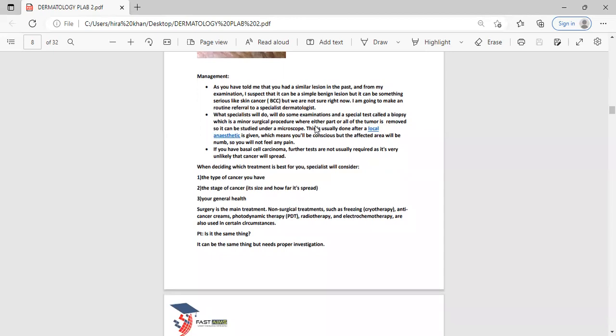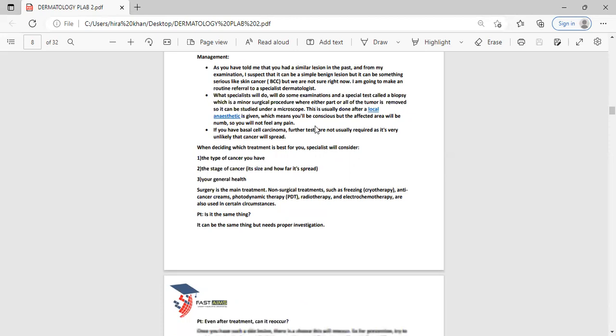Now they might ask, what are the treatment options available, doctor? So if they confirm that this is cancer, the specialist will decide the treatment option by considering the type of cancer you have, the stage of the cancer, and your general health. Well, surgery is the main treatment, but non-surgical treatment options like freezing, anti-cancer creams, photodynamic therapy, and some radiotherapy are also used in certain circumstances. The next question: is it the same, doctor? Well, it can be the same thing, but it needs proper investigation.